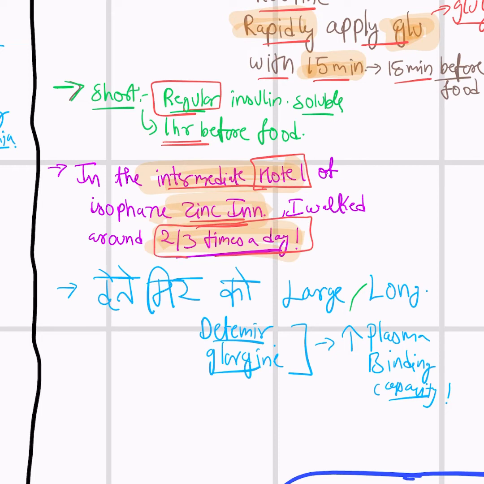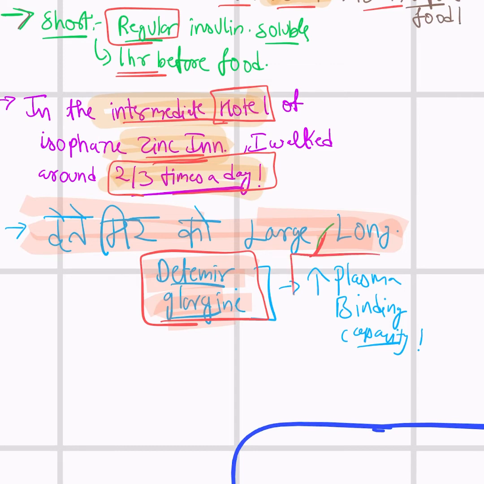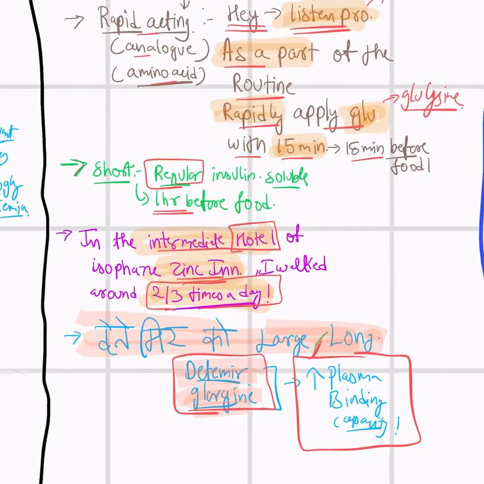And then lastly we have the long acting insulins. The mnemonic for this is detemir ko large long. The drugs in this category are detemir and glargine. The glargine can be condensed to large, and detemir can be written as detemir. Why are they acting for a longer time? It is because they have increased plasma binding capacity. They have a larger binding capacity to the plasma.